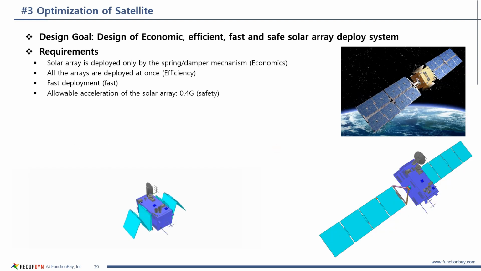Now, let's fly into space. The design goal of this model is to design an economical, efficient, fast, and safe solar array deployment system. The requirement is that the solar array should be deployed by only spring damper for the economics of the system. Also, we want all the panels to be deployed simultaneously. In addition, we want the deployment to be completed as soon as possible. For safety, the acceleration of each panel must be less than 0.4 g.